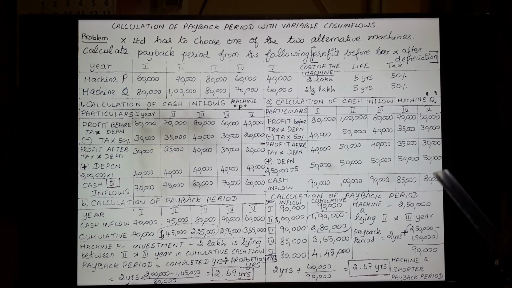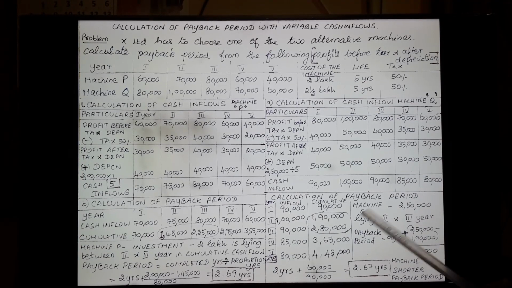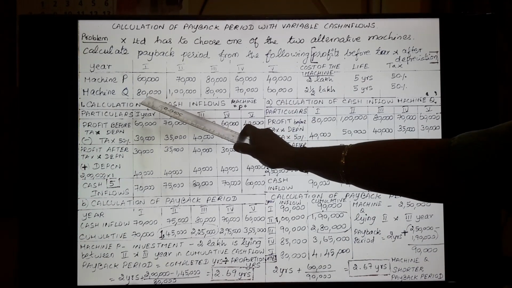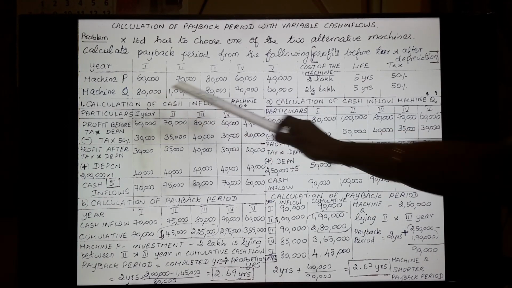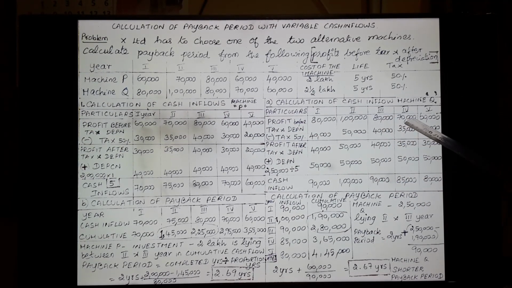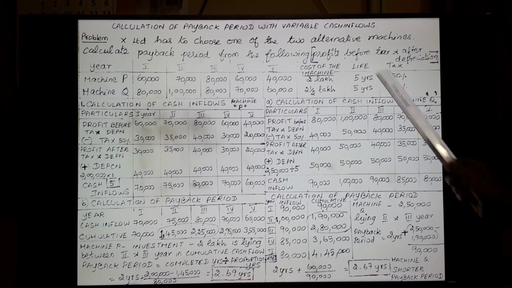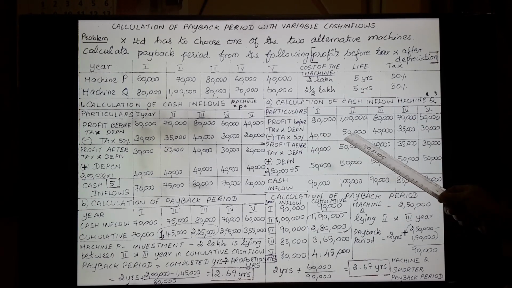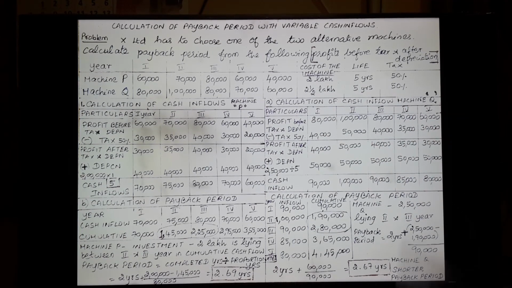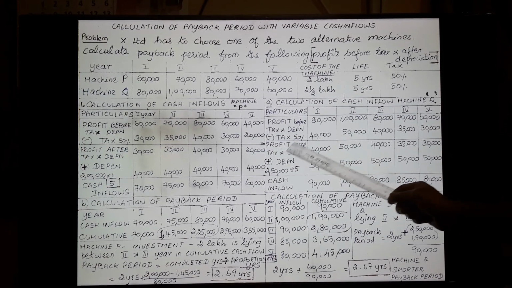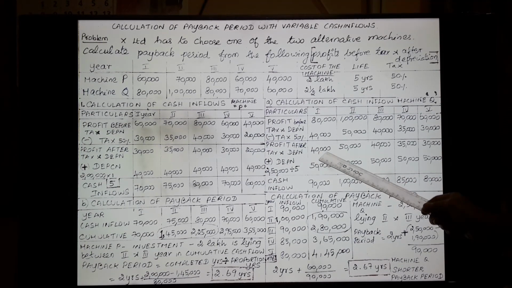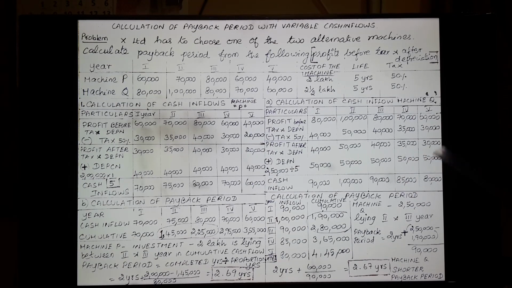And when you come to machine Q, again you have to calculate the same way. Take and write the profit before tax and after depreciation. So write 80,000, 1 lakh, 80,000, 70,000 and 60,000. Now first you have to deduct tax, that is also 50%, so that is 40,000, 50,000, 40,000, 35,000 and 30,000. So what you get is profit after tax and depreciation: 40, 50, 40, 35, 30.